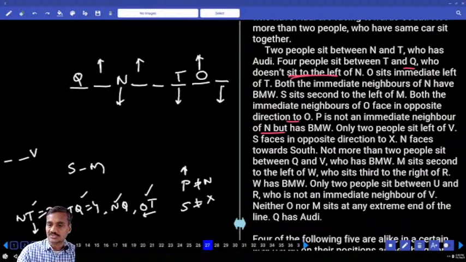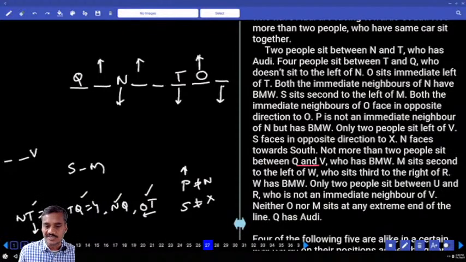S faces opposite to X. N faces towards south. Not more than two people in between Q and V. Now this information is not required, N faces south. Not more than two people sit in between O and V, means maybe one or two persons are sitting. Not more than two people sit between Q and V, and V has BMW. Now this V is having BMW, isn't it? And that means V is facing towards north.